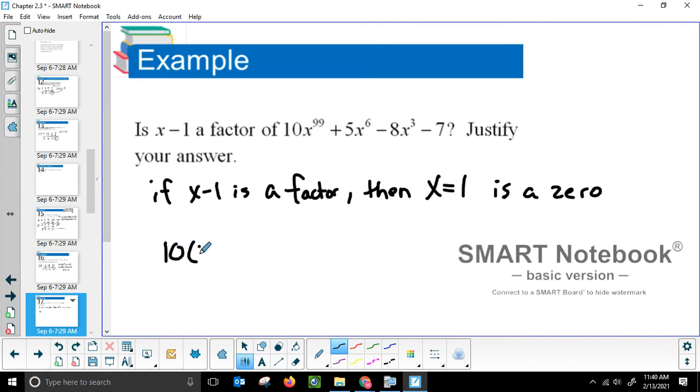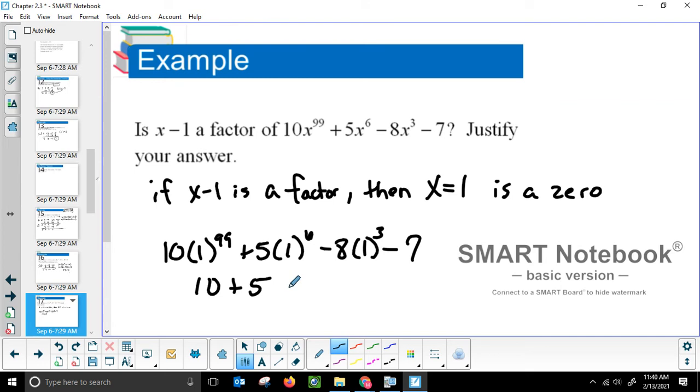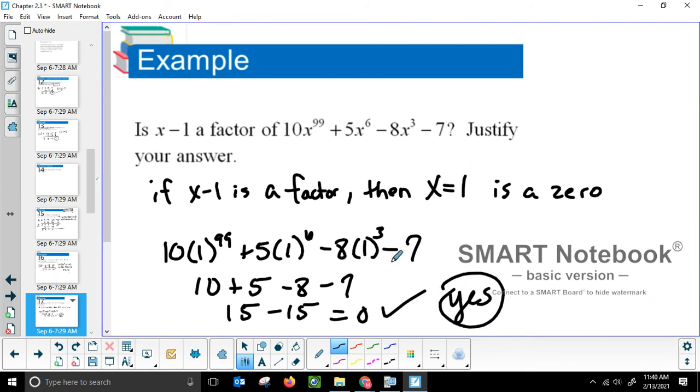So 10 times 1 to the 99th power plus 5 times 1 to the 6th power minus 8 times 1 cubed minus 7. 1 to any power is 1, so this is just 10. This is just 5. That's just minus 8 and minus 7. So this is 15. This is minus 15. Boom. So yes. Right. And all of this work is your justification. Much better than doing synthetic division with 100 different things.